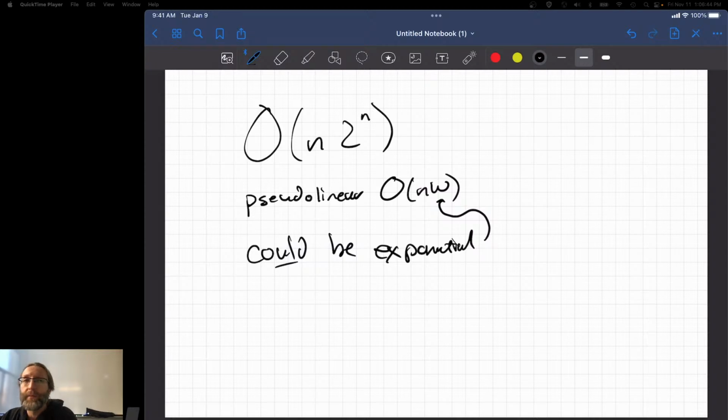But if you consider W not to be part of the input, and you're not bound by it, well then it's linear. It's just that it's going to take you a long time to fill out this huge, long table. You're not generating every possible subset of 2 to the n. What you're doing is considering every possible weight capacity up to 2 to the n. And so that's why we call it fake linear, pseudo-linear. It could end up being exponential here.